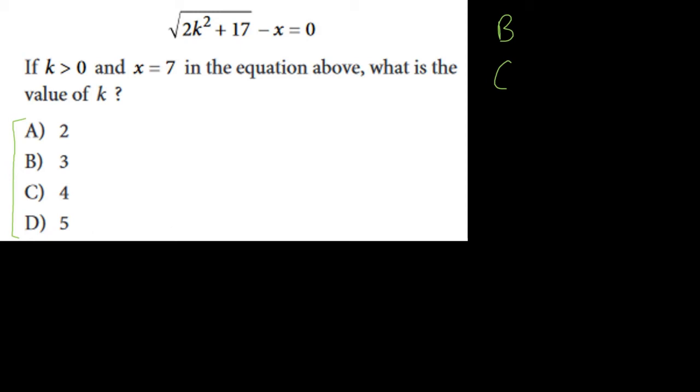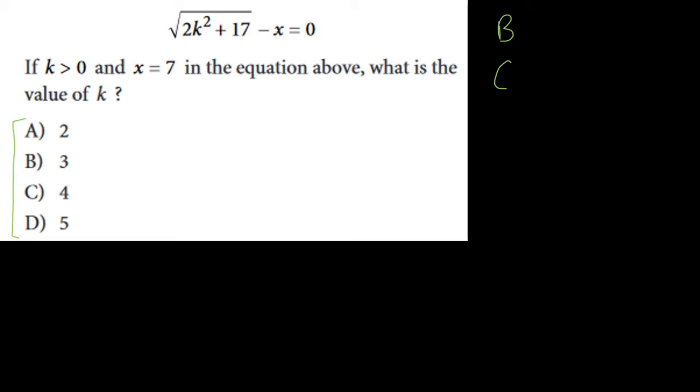But from here, if you know that the answer is less than B, then you know it's automatically going to be A. If you know the answer is going to be greater than C, then you know the answer is automatically D. So that's why we try B and C first. So let's go ahead and give this one a shot.